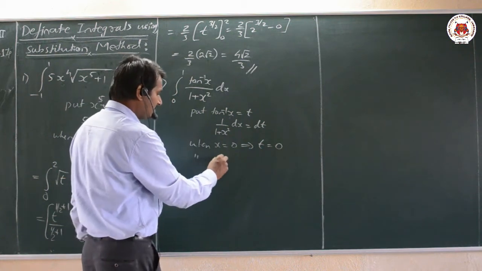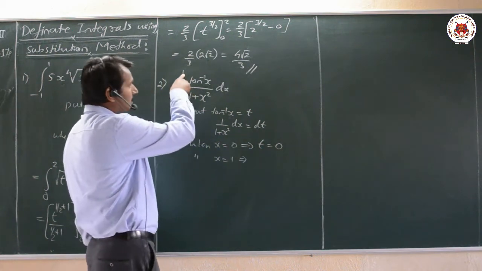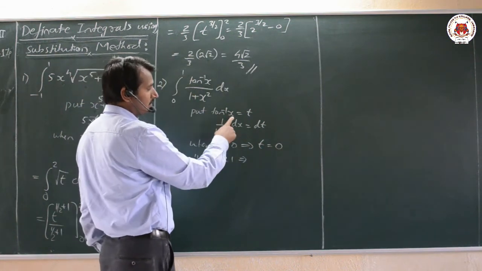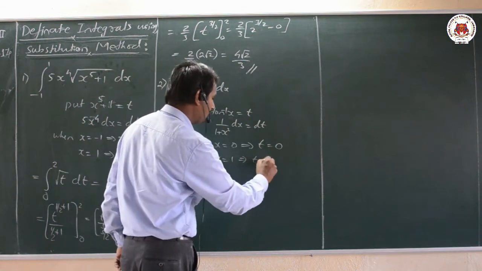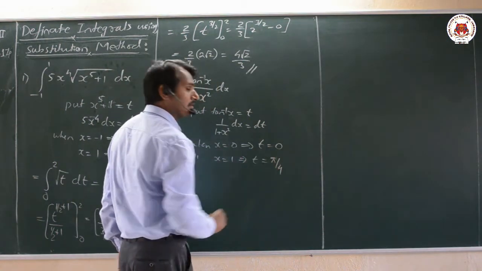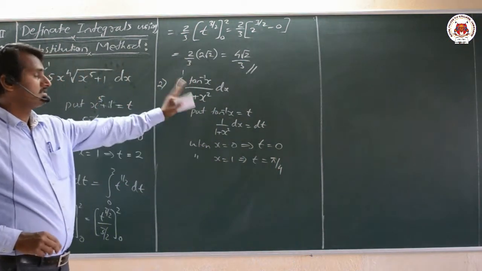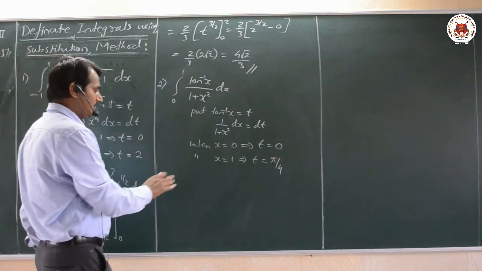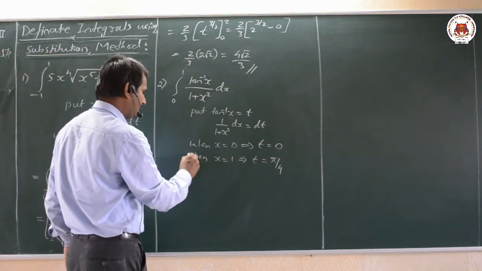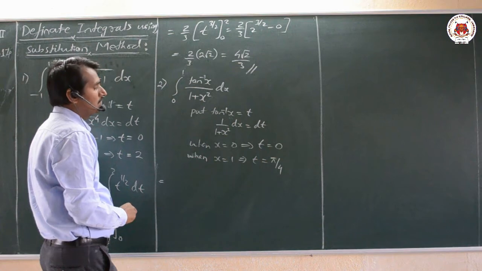Similarly, when x equal to 1, the upper limit, t is tan inverse of 1. What is the value of tan inverse of 1? That is nothing but pi by 4. That value also you can substitute here. So what we get here?